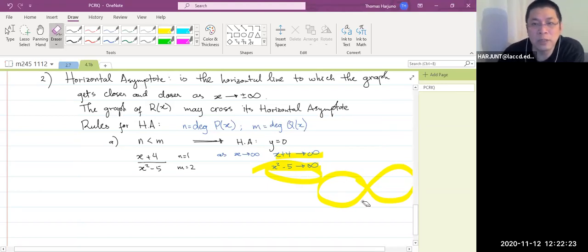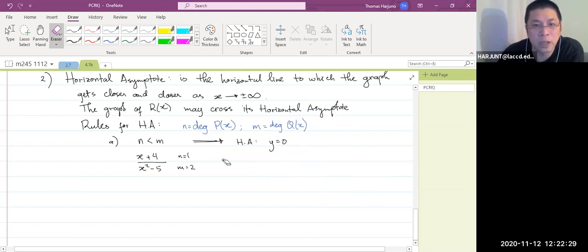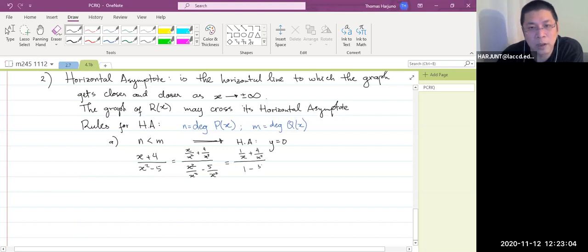Okay, now in calculus for business later on, the way you show that fact will be done algebraically. And the way you will see later on, you don't need to know this now, but it will be as the following. You see, x plus 4 over x squared minus 5. If I divide by x squared on the top and the bottom, x squared over x squared minus 5 over x squared. You see that on the top here, it simplifies to 1 over x. This is 4 over x squared. This is 1 minus 5 over x squared.